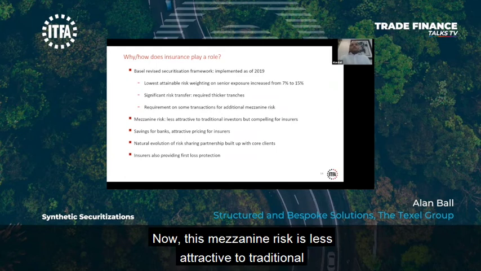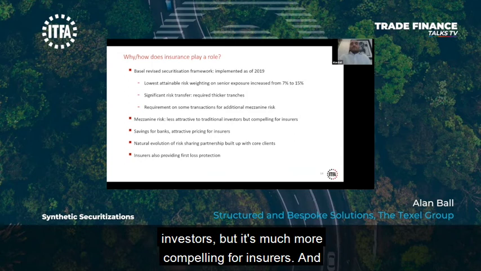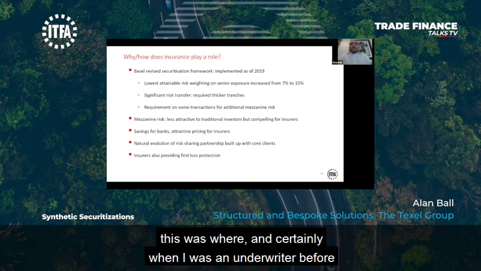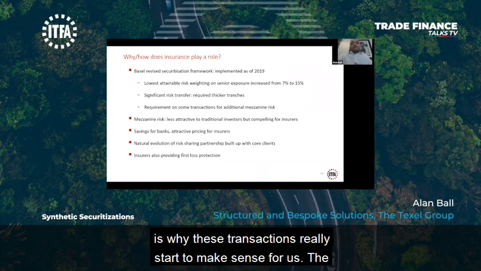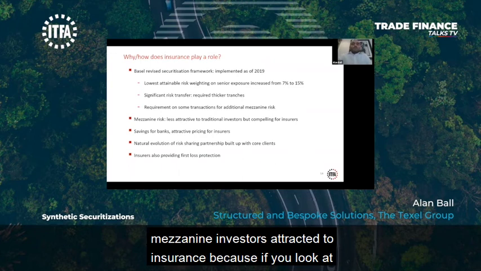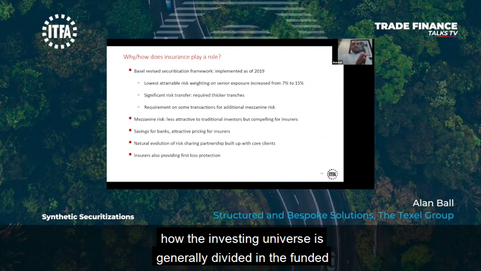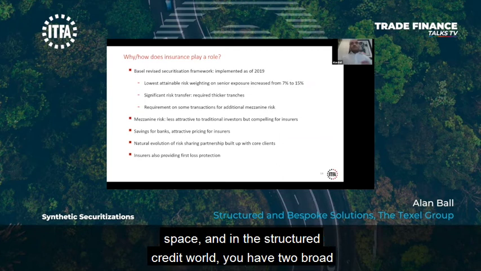Now, this mezzanine risk is less attractive to traditional investors, but it's much more compelling for insurers. And this was where, certainly when I was an underwriter before I joined Texel, and this is an area I was looking at, these transactions really started to make sense for us. The mezzanine risk is attractive to insurers because if you look at how the investor universe is generally divided in the funded space and in the structured credit world, you have two broad camps.